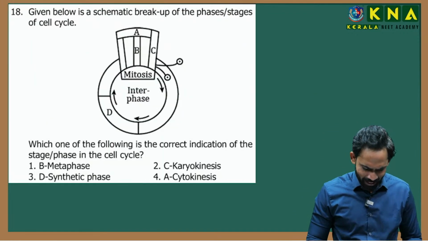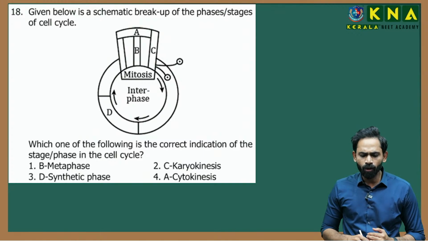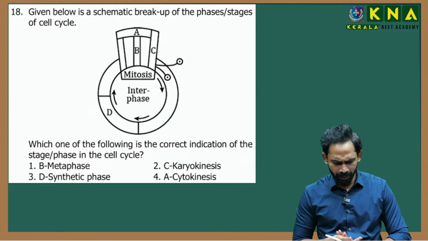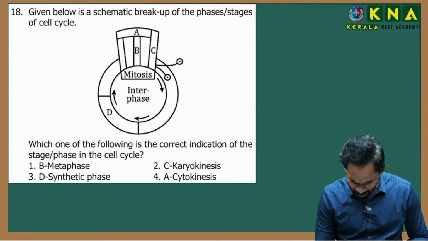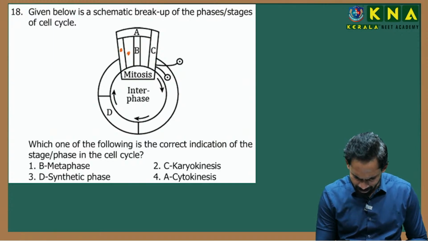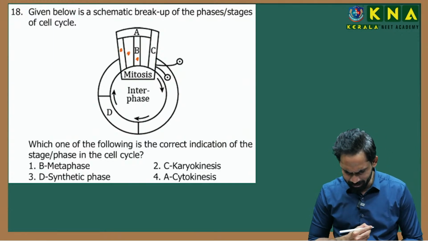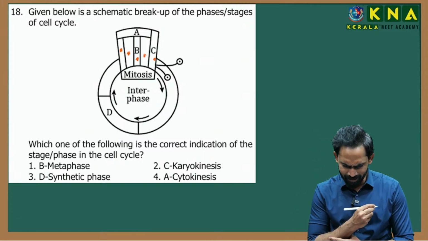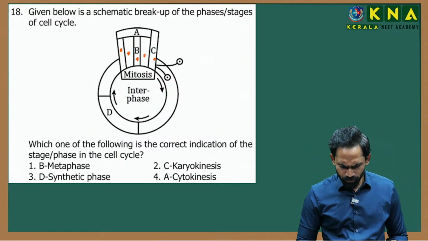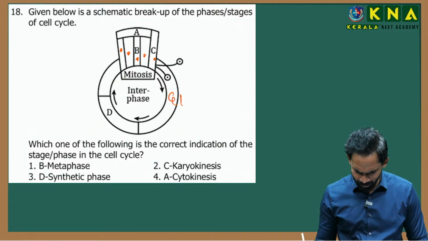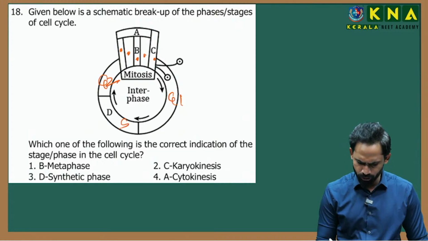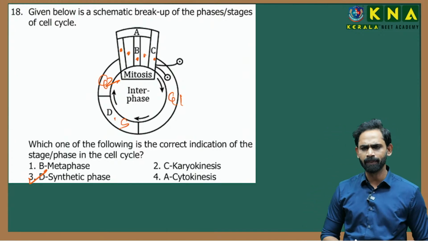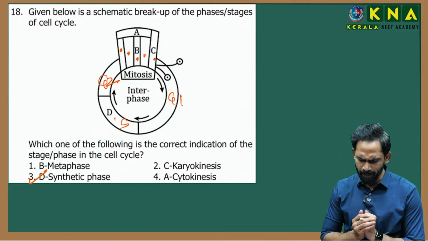Correct? That's good. Next one is: given below is a representation of the phases. They mentioned mitosis. The first one relates to prophase. Next one is metaphase, next is anaphase, next is telophase, probably the next one is cytokinesis. D belongs to G1, next belongs to S, next belongs to G2. D is related to the synthetic phase, S phase, where DNA replication happens.